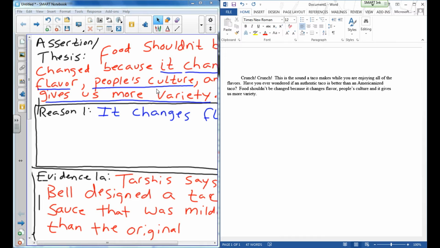I start my first body paragraph out with reason 1, but remember we talked about in class I can't just put it changes flavor. I need to restate my thesis each time. So I'm going to put food shouldn't be changed because it changes flavor. Next sentence comes from evidence 1A. I'm going to put Tarshish says Bell designed a taco sauce that was milder than the original.